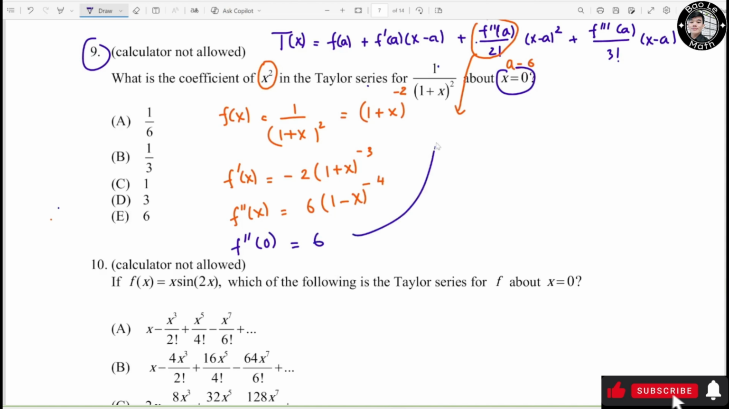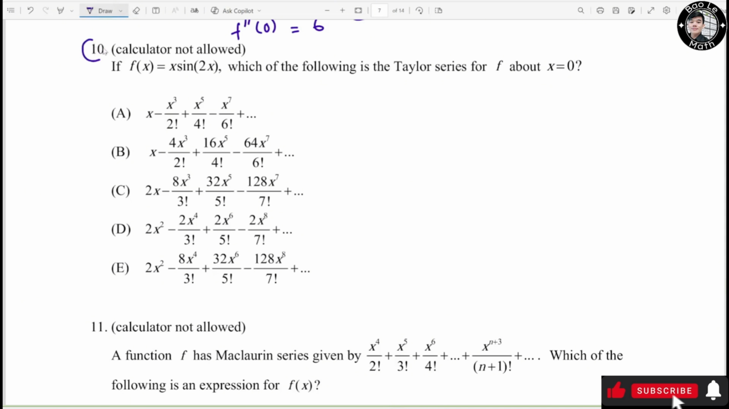So we print it over here. So we have the coefficient f double prime of 0 over 2 factorial equals 6 over 2, which is going to be 3. The answer must be D. Now let's move on to question 10.